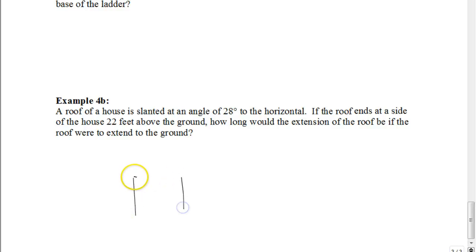So here's what we have. We have a house. Now technically, this angle here is 28 degrees. Well, look at what the other information they gave us. It says that it ends at the edge of a house 22 feet above the ground. So this distance here is 22 feet. And then it says if we were to extend that roof to the ground, what would the length of that roof be? So we're trying to figure out this length. Well, if we extended that to the ground, these two angles would be the same. So this is also going to be 28 degrees. So this would be the triangle we're working with.